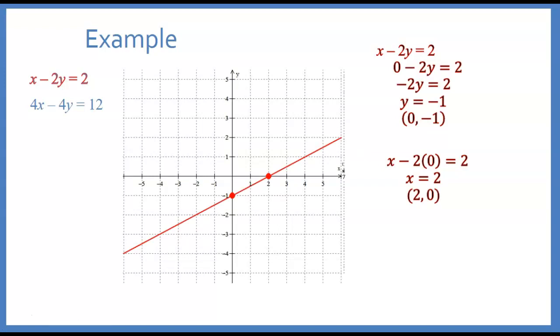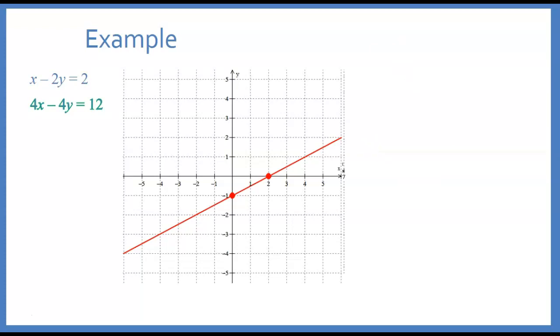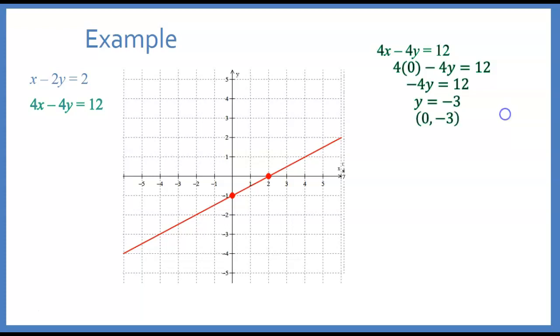Now it's time to graph the second equation. 4x minus 4y equals 12. So let's see what happens if I put 0 in for x. 4 times 0 minus 4y equals 12. So negative 4y equals 12. Divide both sides by negative 4, and we get y equals negative 3. So one pair of numbers that works in that equation is 0, negative 3. The point where x is 0 and y is negative 3.